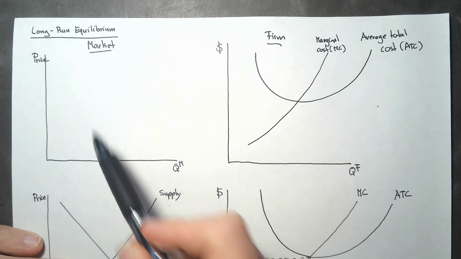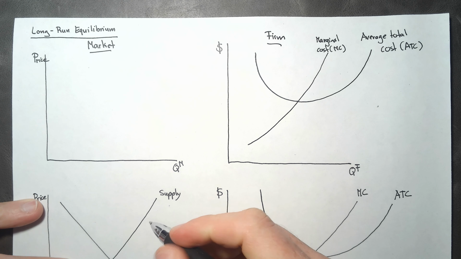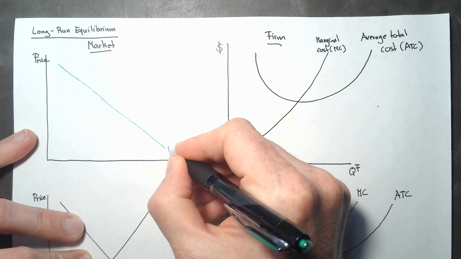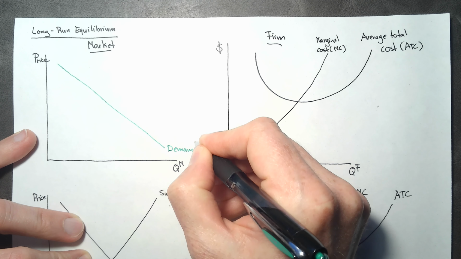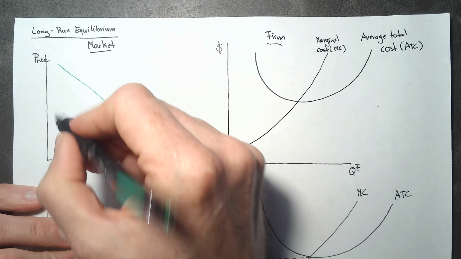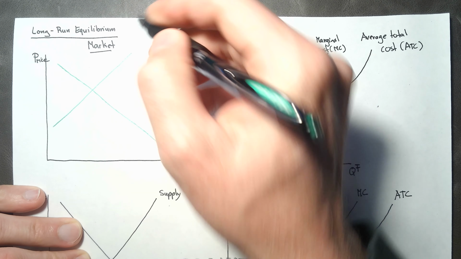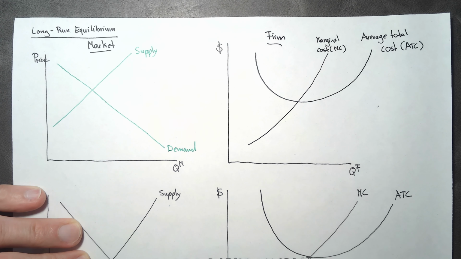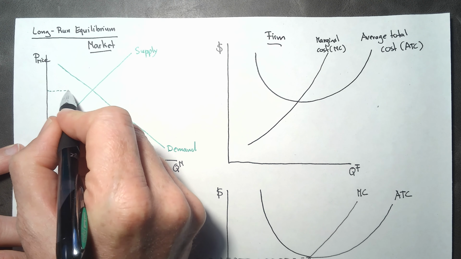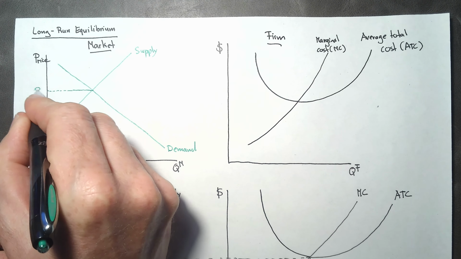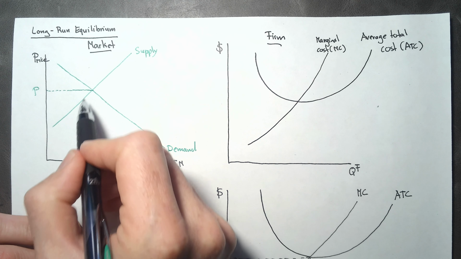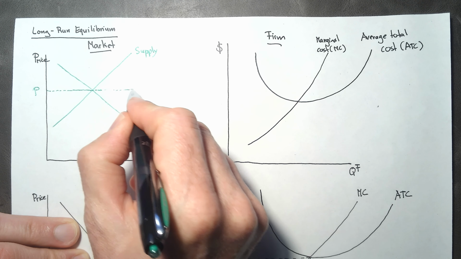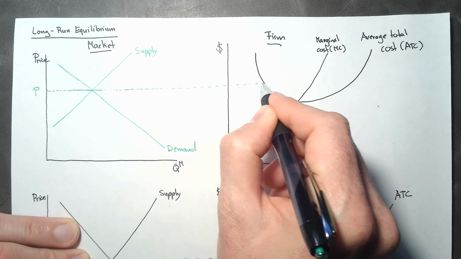Now, on the left-hand side, imagine that we have a market with a demand function drawn like this. And we also have a supply function, and assume that the supply function is up here. So in this market, we have an equilibrium price. And in a perfectly competitive market, that's also the price that an individual firm is going to see.